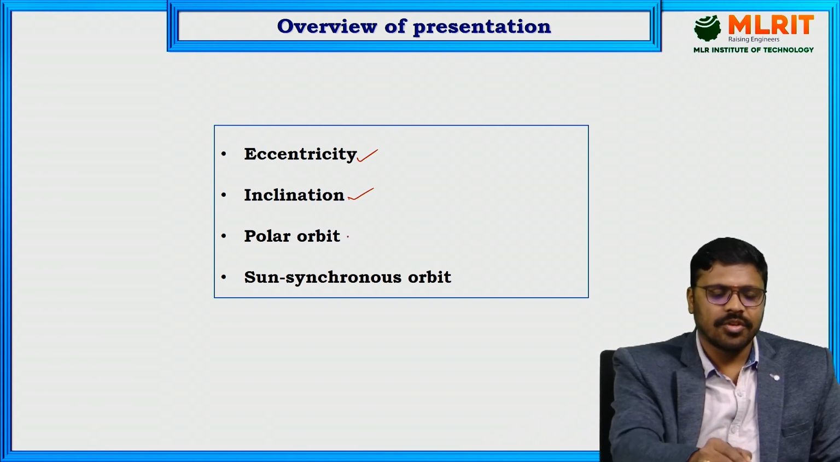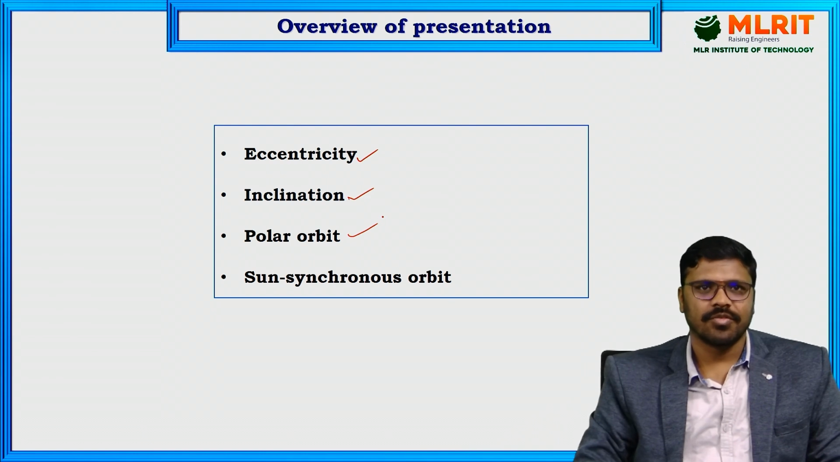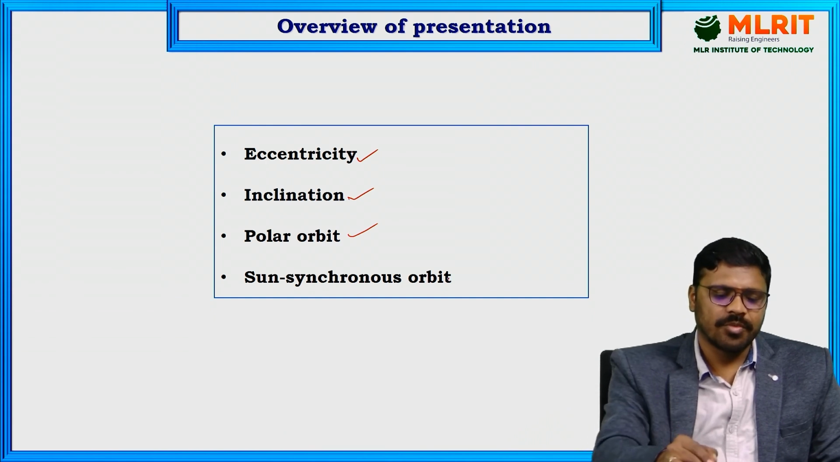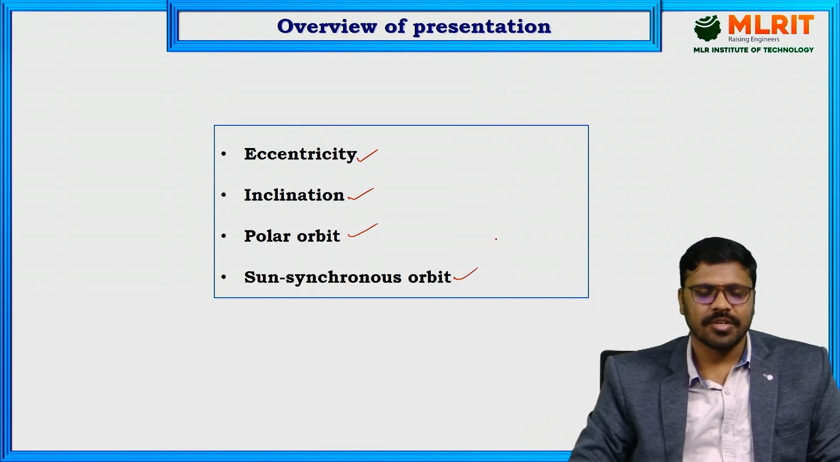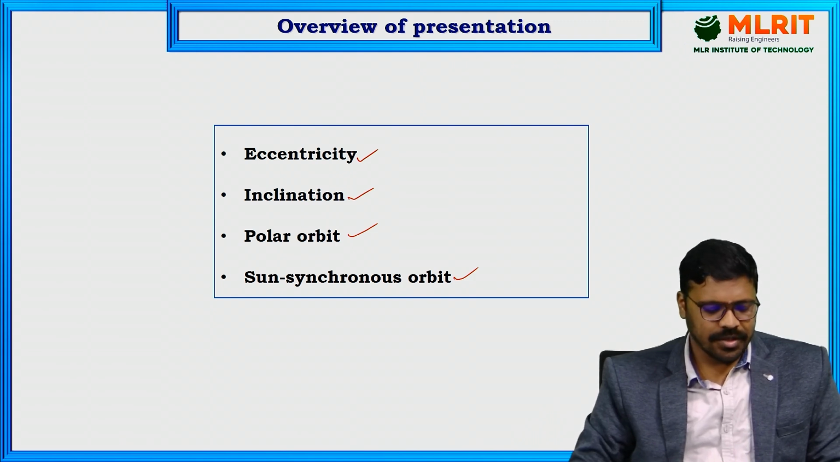And next, the topic is polar orbit. So, what is polar orbit, what are the applications of polar orbit, and how we use polar orbits. The next topic is sun-synchronous orbit. So, what is sun-synchronous orbit? What are the characteristics of sun-synchronous orbit? And what are the applications of sun-synchronous orbit. So, this is the overview of today's presentation. So, let us start the first topic.